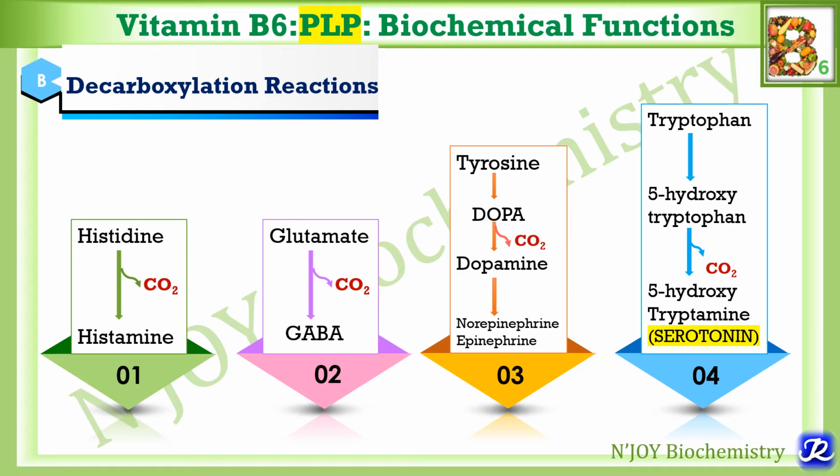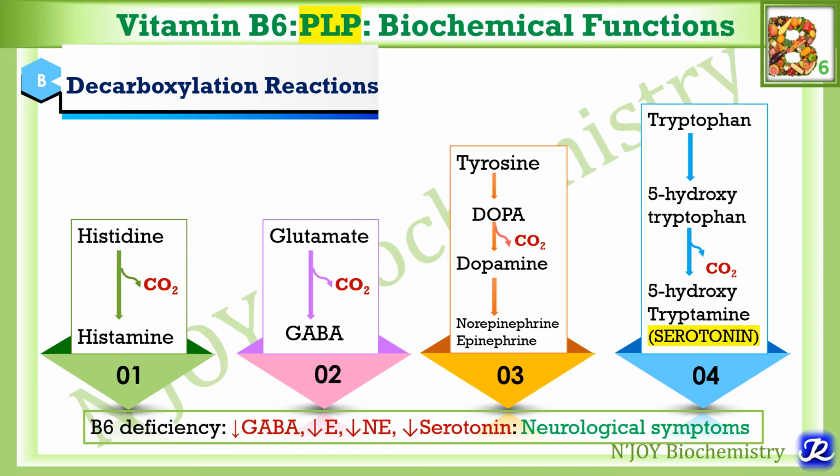which is also called serotonin. So PLP is required for histamine formation, for GABA formation, and for dopamine, norepinephrine, epinephrine and serotonin formation. Whenever there is deficiency of vitamin B6, it leads to a decrease in all the neurotransmitters like GABA, epinephrine, norepinephrine and serotonin, and this is responsible for various neurological symptoms seen in vitamin B6 deficiency.